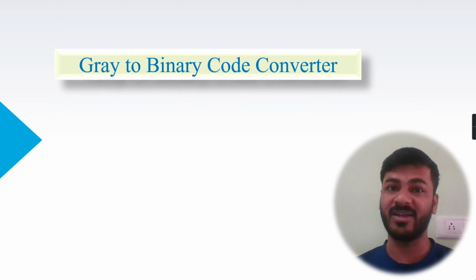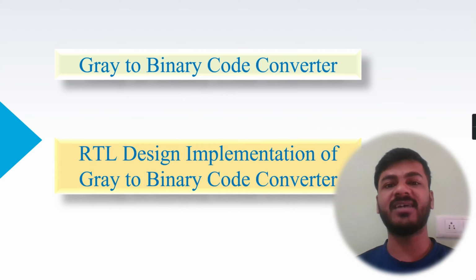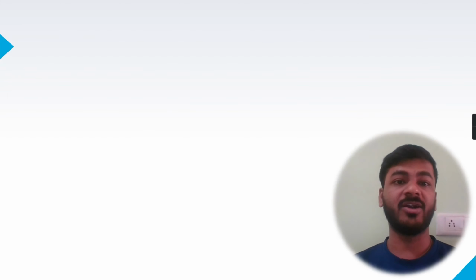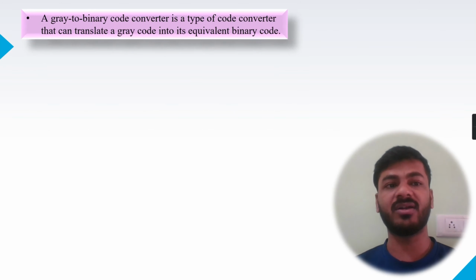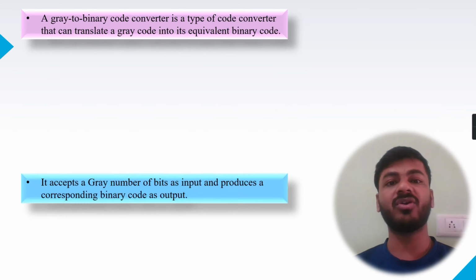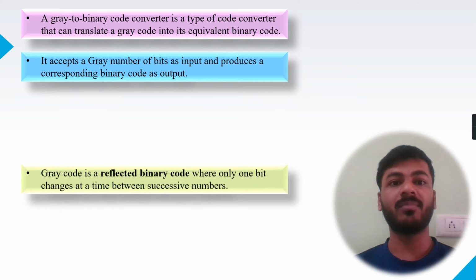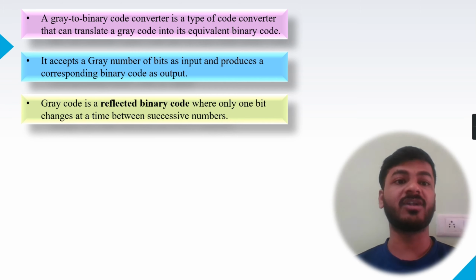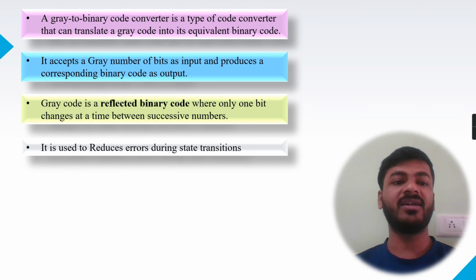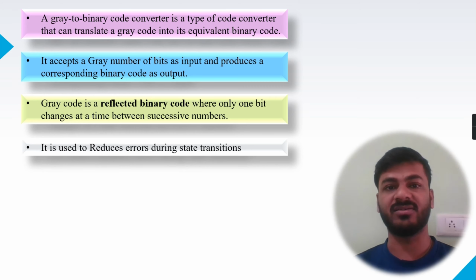So basically, in today's video, we are going to discuss the Gray to binary code converter and the RTL design implementation of the Gray to binary code converter. Basically, a Gray to binary code converter is a type of code converter that can translate a Gray code into its equivalent binary code. It accepts a Gray number of bits as an input and produces a corresponding binary code as output. A Gray code is a reflected binary code where only one bit changes at a time between two successive numbers, and it is used to reduce the error during state transition.